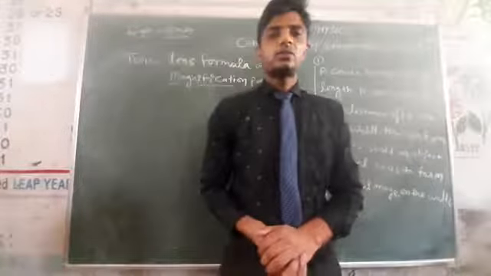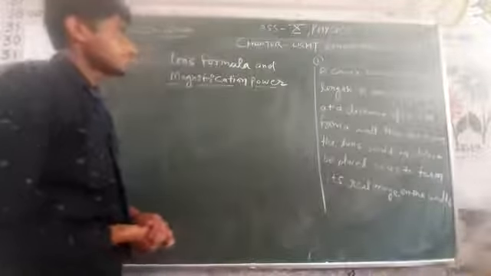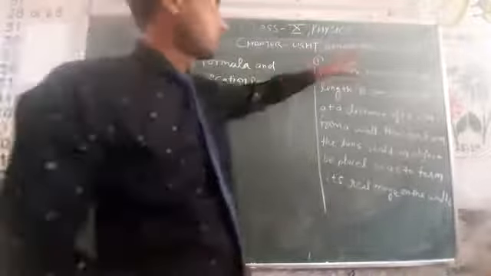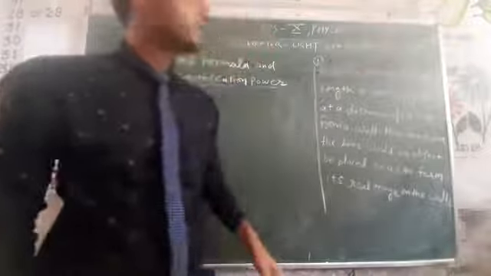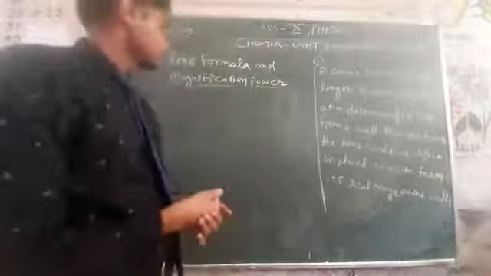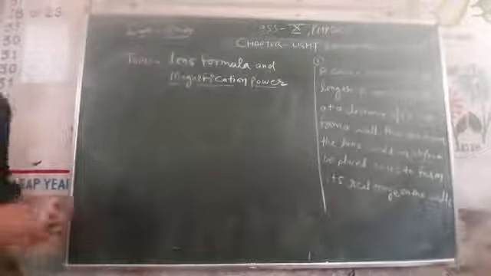Today I am going to take a lecture of 10th class physics. As you know, your light chapter is going on. In the light chapter, reflection of light is completed. Now, refraction of light is going on. So, today I will discuss the lens formula and the magnification power.